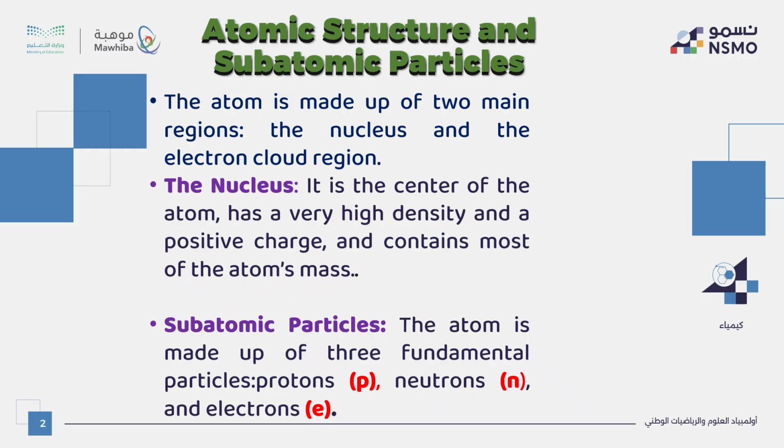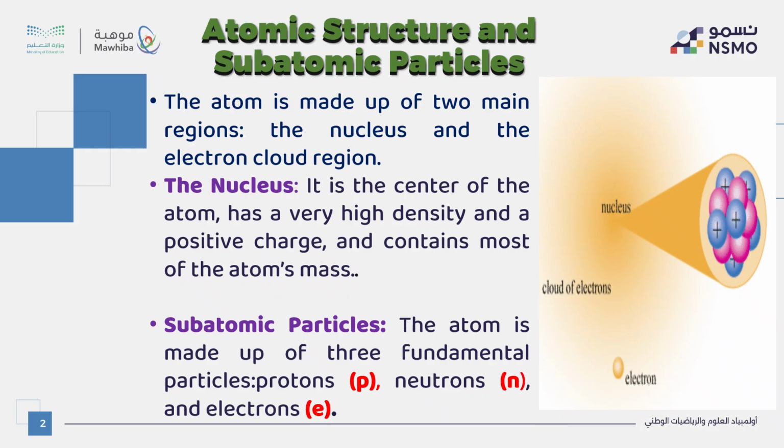The atom is made up of three fundamental subatomic particles: protons, P, neutrons, N, and electrons, E. We can see in the diagram here that the nucleus contains protons, which are positively charged, and neutrons, which have no charge. The electrons are located in the electron cloud outside the nucleus and carry a negative charge.